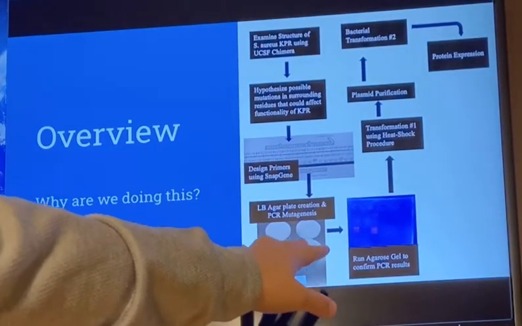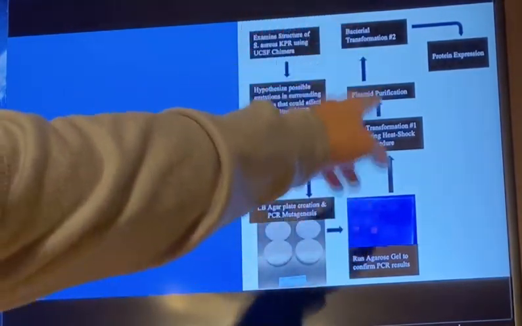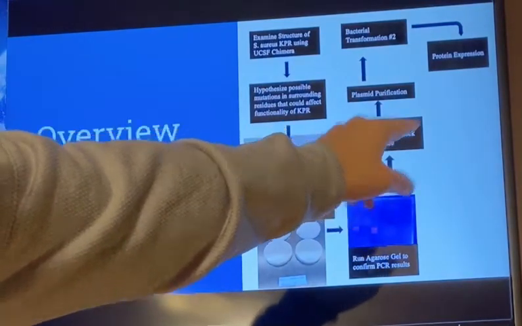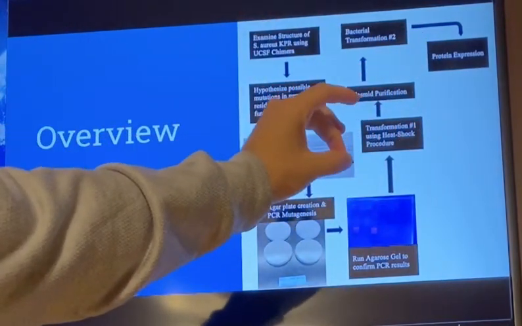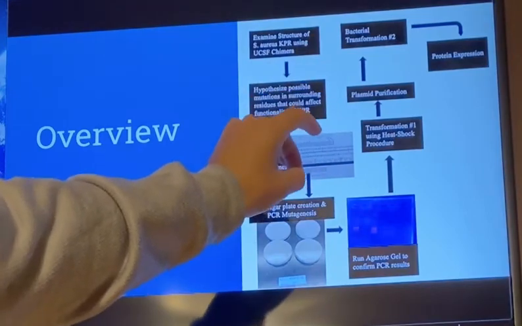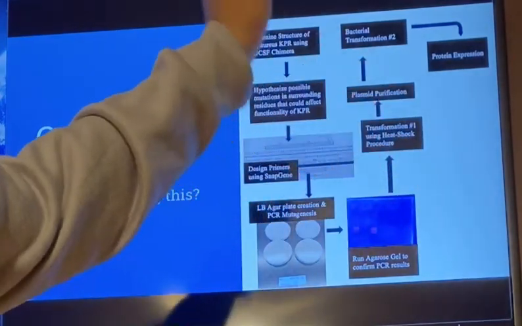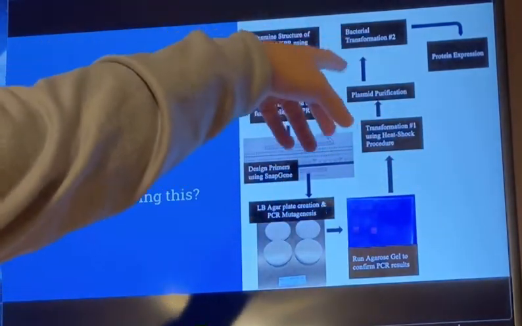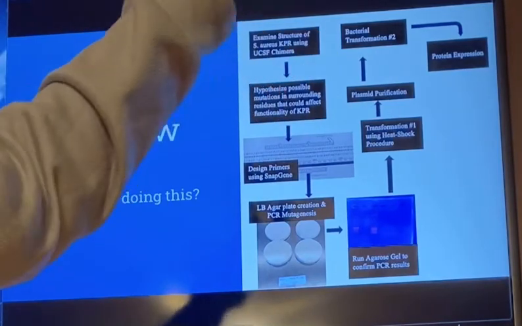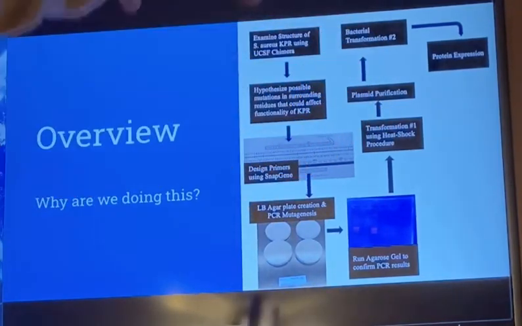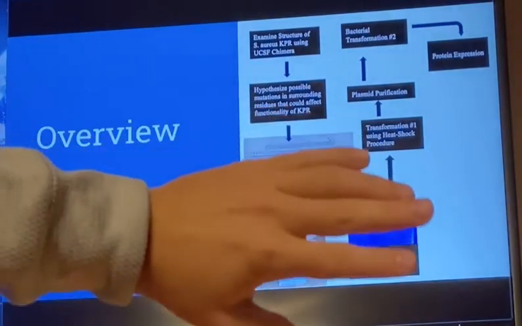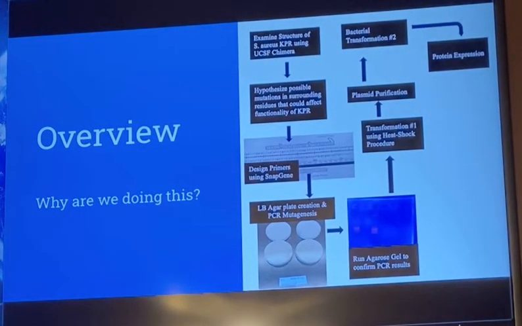the plates and the colonies and the bacteria, we're going to transform that actually into the bacteria itself. We'll talk about this later, but then we'll purify it. We'll do another transformation, and then we'll get our protein expressed at a larger level. But that's just a simple overview. We'll go ahead and talk about it more.